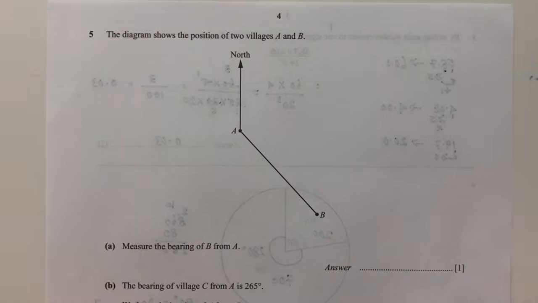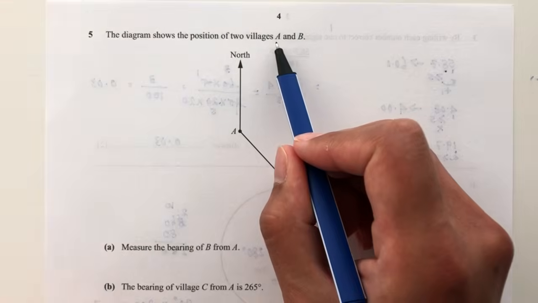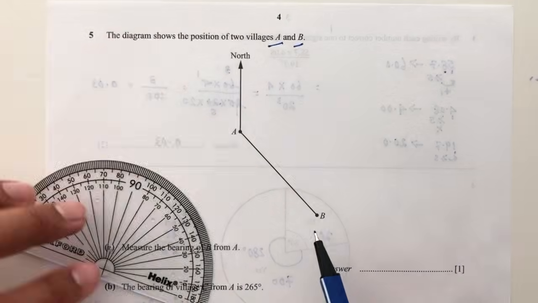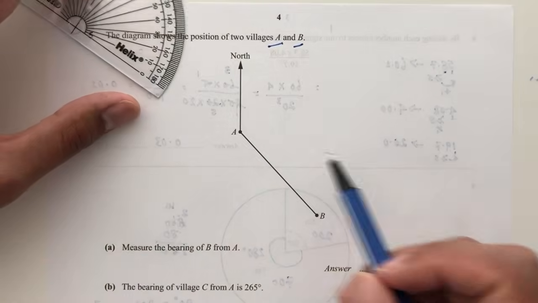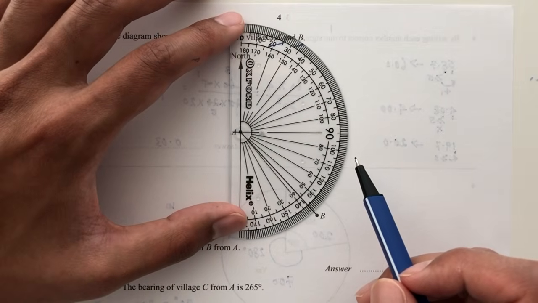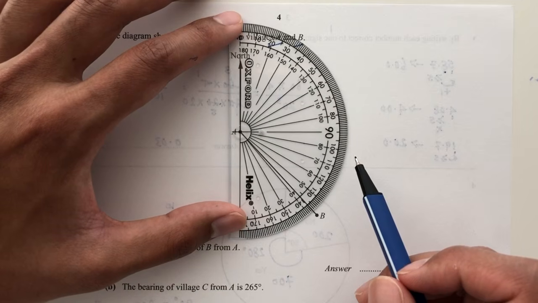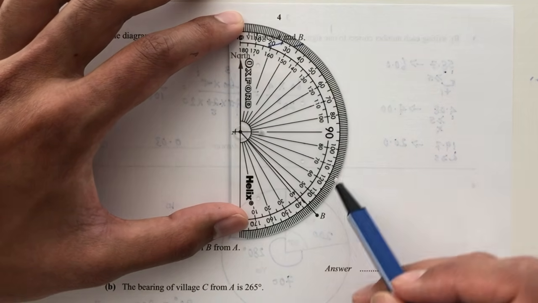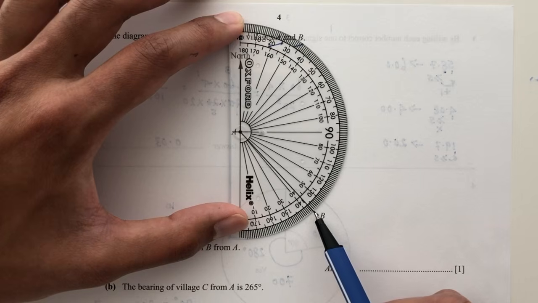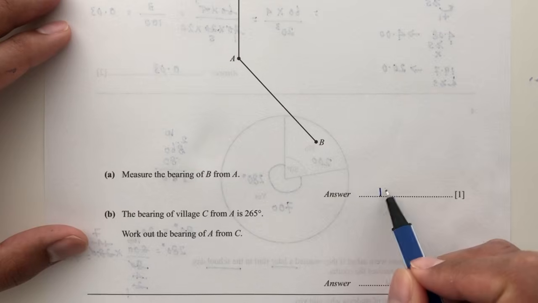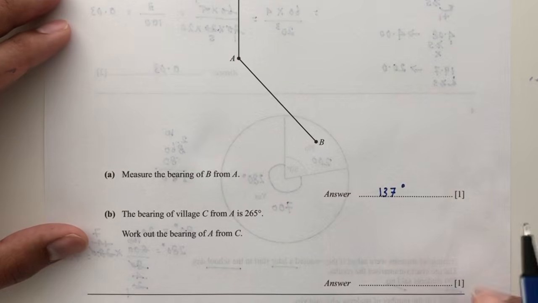The diagram shows the positions of the two villages, A and B. So we have A and B here. Now question part 1 is to measure the bearing of B from A. So you have to measure this angle here. You have to go to your point A and then measure the angle that we have here. So this one will be on this line, which is 137. So 137 for the bearing of B from A.